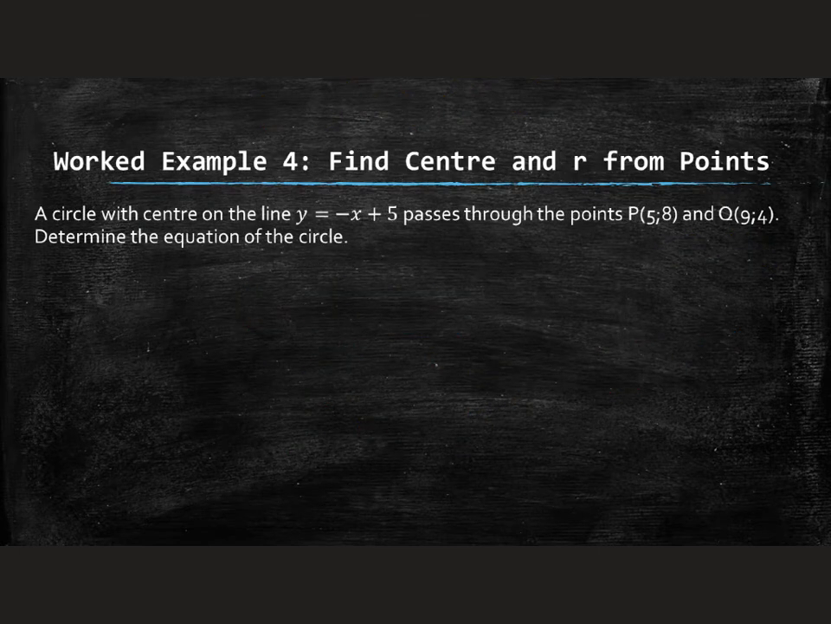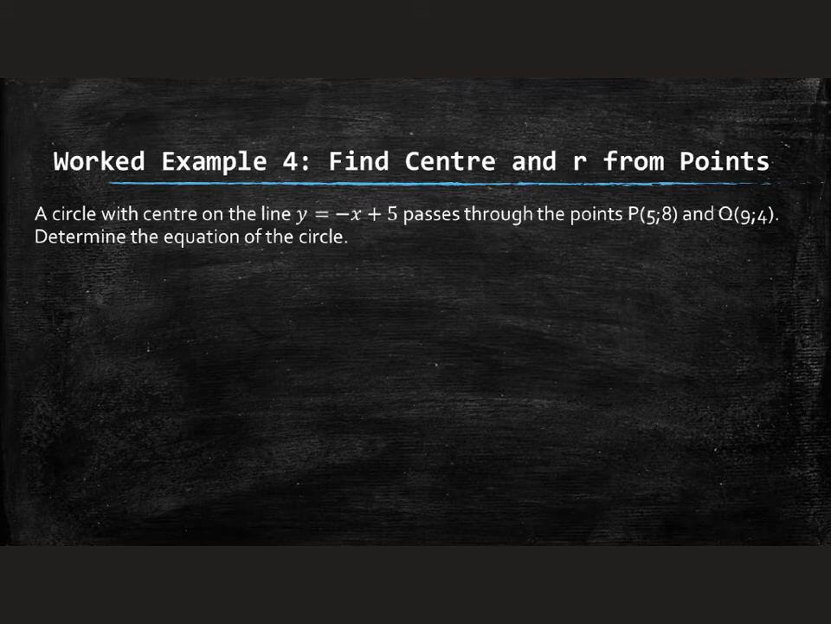Okay, worked example number 4. Let's find the center and r when we're given some points. A circle with the center on the line y equals minus x plus 5 passes through the 2 points. So P and Q are on the circle, and the center of that circle goes across the line y equals minus x plus 5. Determine the equation of the circle. So pause this video and try it yourself.